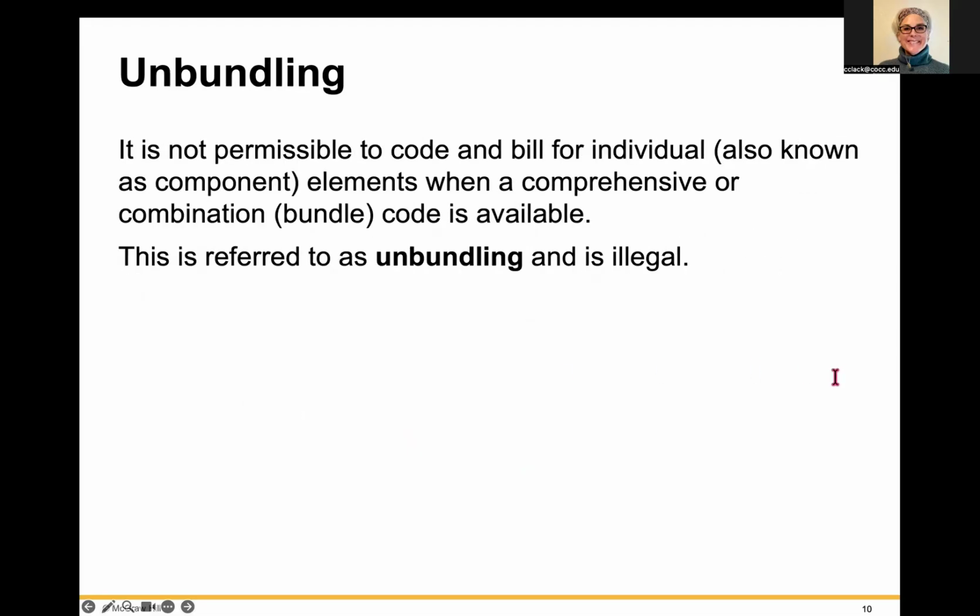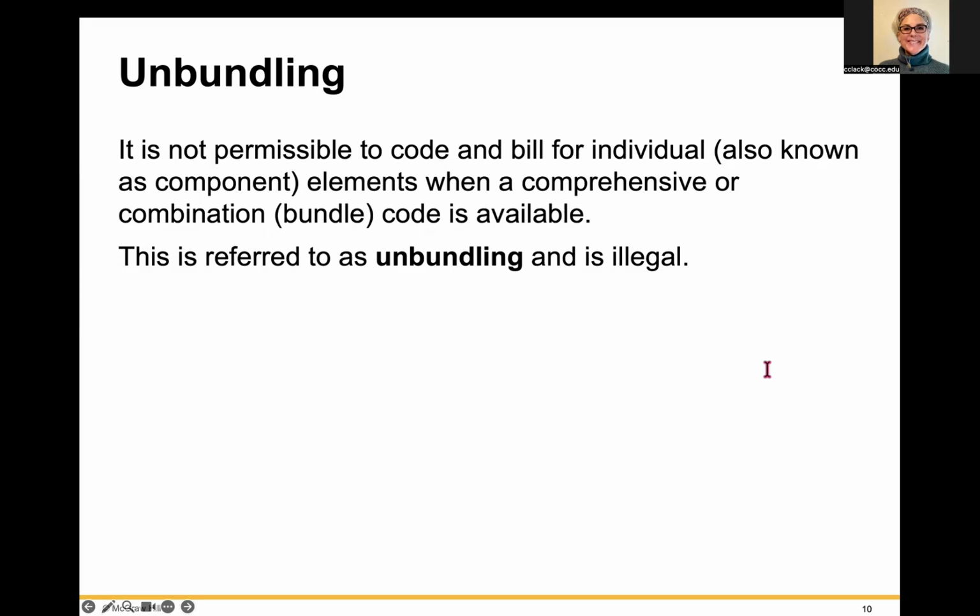Unbundling is another big compliance stop sign. It's one of the most common audit triggers because it directly impacts payment. So unbundling is when you code and bill the individual component parts of a service, even though there's a single comprehensive code available that already includes these components. So you may have one code that encompasses everything, which would be the appropriate code, or a coder may assign four codes for the one code, which basically unbundles every single service that was included in that code.